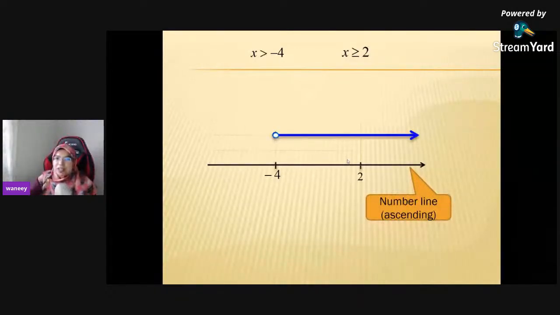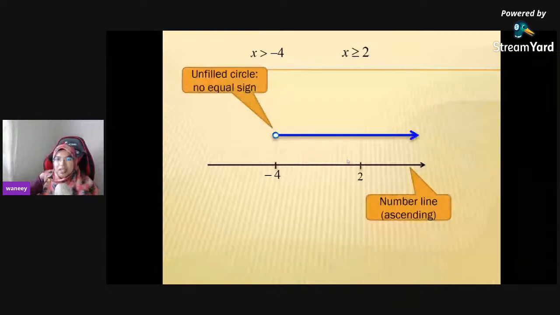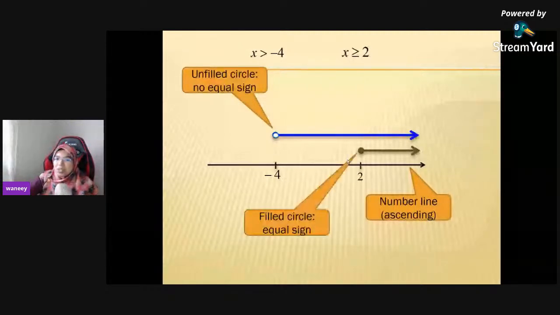Okay, so this is for x greater than negative 4. So we are going to start from negative 4, going straight away to the positive infinity. And then another one for x greater than or equal to 2. So do take note that this is an unfilled circle. So it's not a dense circle, an empty circle, because we don't have the equal sign at negative 4. And then at 2, we do have the equal sign. So it must be a filled circle or a dense circle because we do have the equal sign.